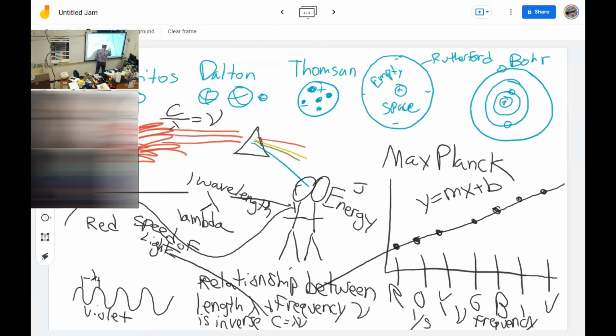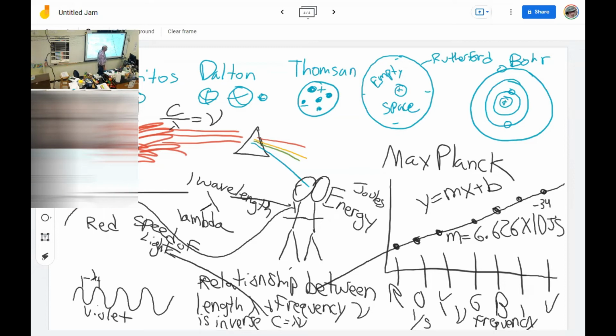Energy is measured in joules. So when Max Planck calculated the slope of this line, he got this. The slope of this line is 6.626 times 10 to the minus 34 joule seconds. Why is it joule seconds? Because if you divide the change in y by the change in x, which is how you get slope, it'll be joules over 1 over s. Well, when you divide by a fraction, it's the same as flipping it and multiplying it, which is where joule seconds comes from. You get joule over 1 over s. It's the same as joule times s over 1. And that's where that comes from.